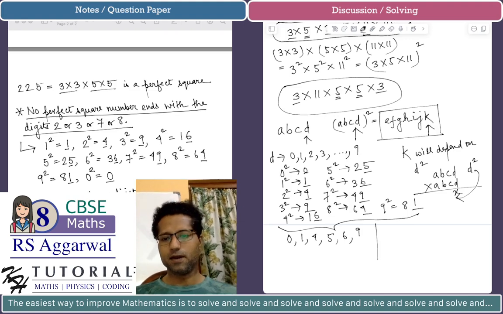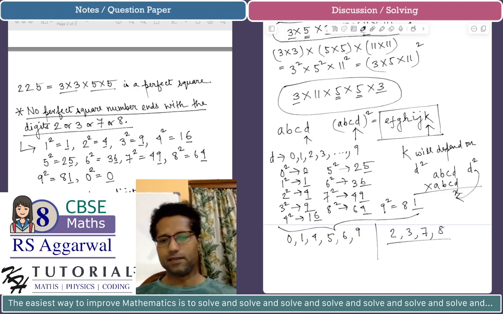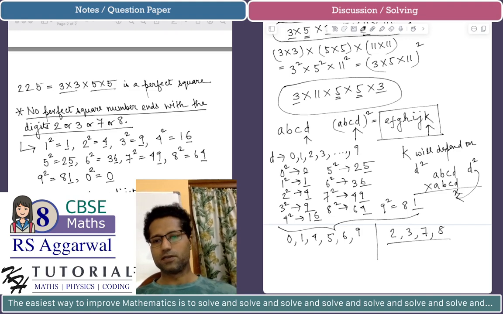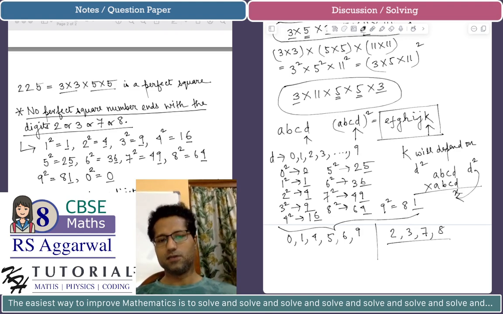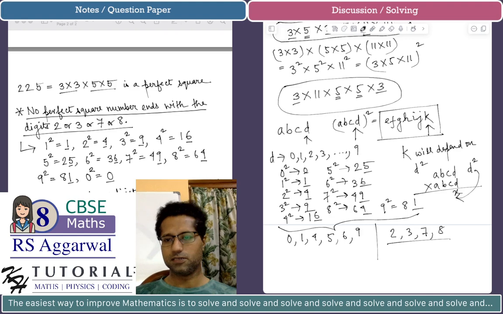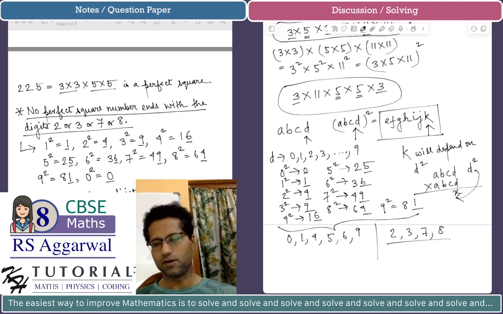So what is left behind? What are the digits remaining? That is 2, 3, 7, 8. Hence these digits you will never find at the units place of a perfect square. So if you are given a number, and if you are asked whether it's a perfect square or square number or not, just by seeing the digit of the units place, you can say if it is a perfect square or not. If that digit in the unit place is either 2, 3 or 7 or 8, you will immediately say that it is not a perfect square.